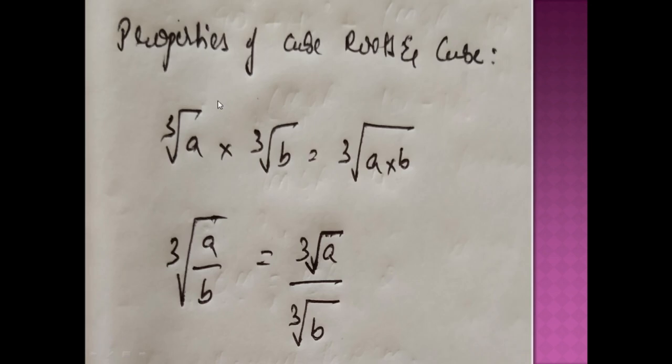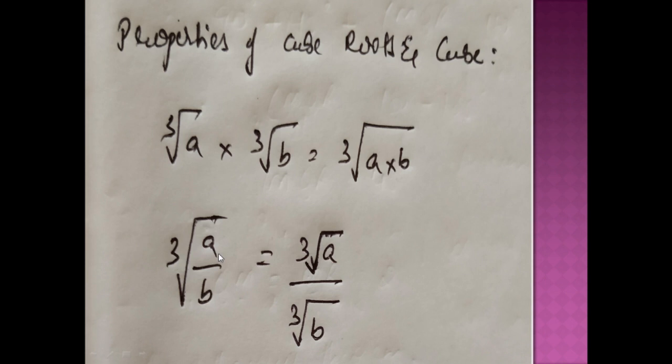Next property. Here two different numbers are given in cube roots. We are going to multiply these numbers. Here they have been written separately. You can write it as cube root of A multiplied by B. You can write them together here in one cube root.